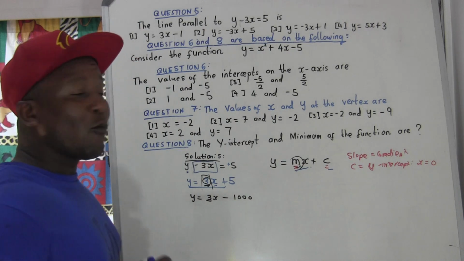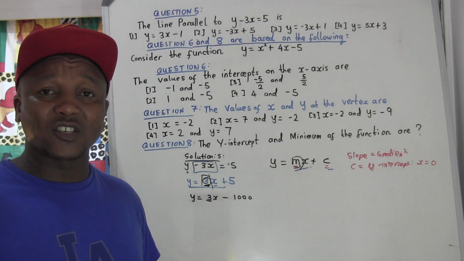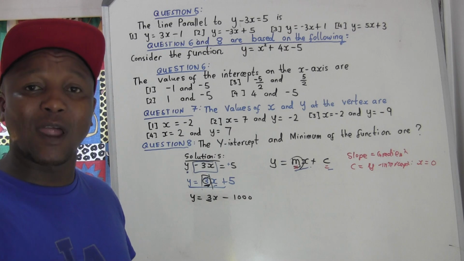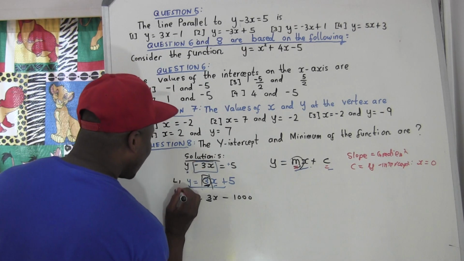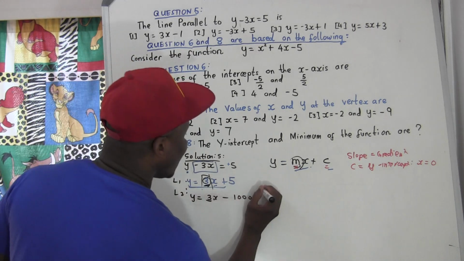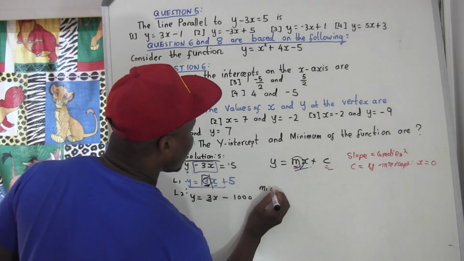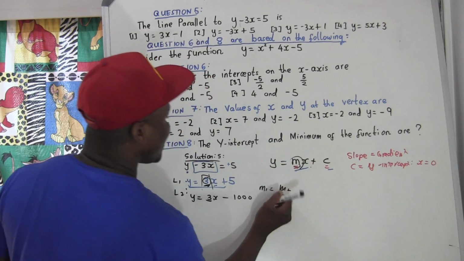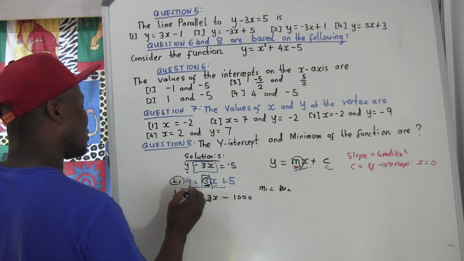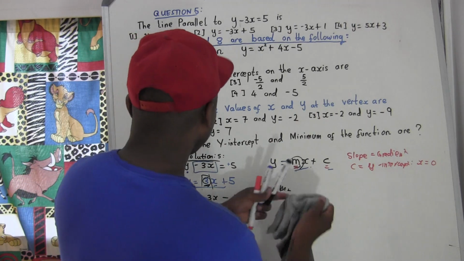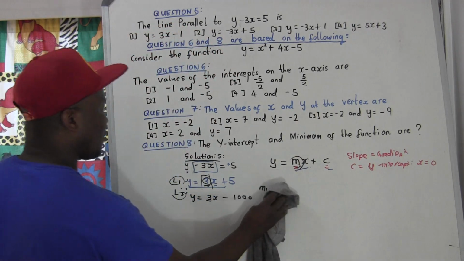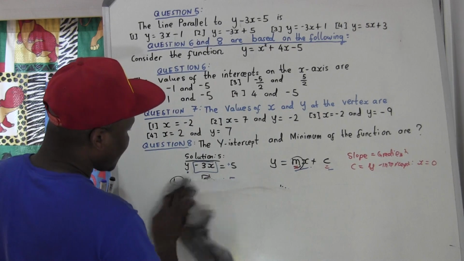So now, what about perpendicular? Not all the time are they going to ask you about parallel; they're going to ask you about perpendicular if the two lines are perpendicular. Let's say line 1 and line 2 are parallel to each other because the slope of line 1 equals the slope of line 2, meaning slope 1 equals slope 2. What about perpendicular? For perpendicular, let me show you quickly.